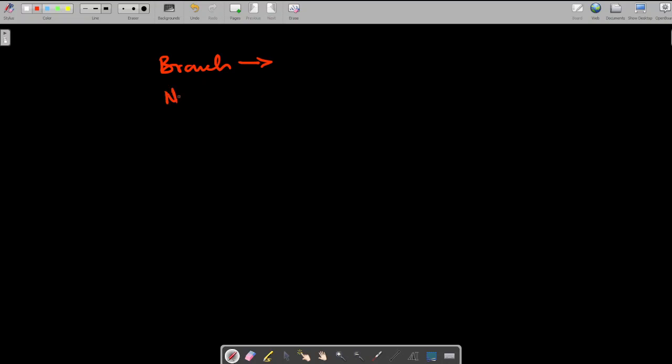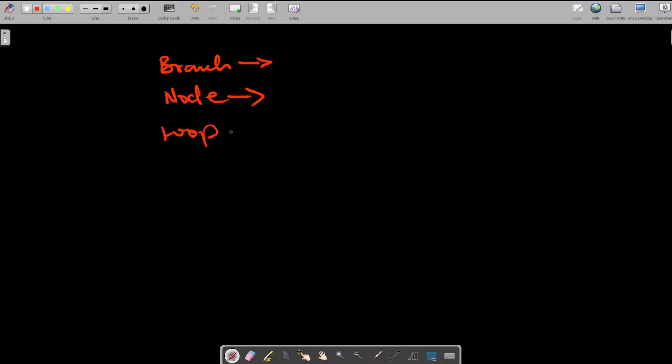And we said node. So we said that a node is the point of connection between 2 or more branches. And a loop is any closed path in a circuit. A loop is a closed path formed by starting at a node, passing through a set of nodes, and returning to the starting node without passing through any node more than once. I hope you understand this.